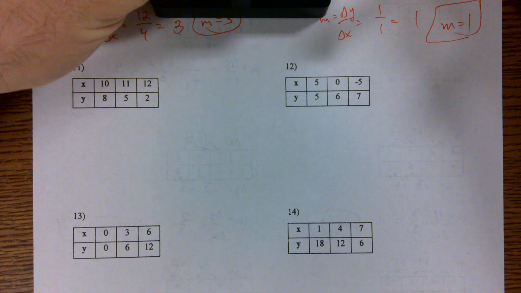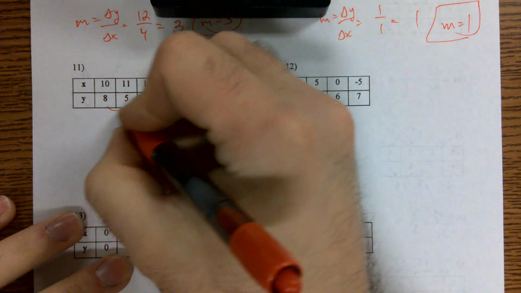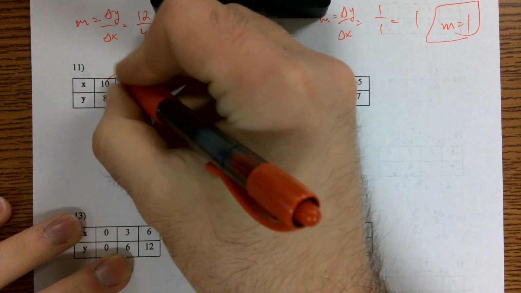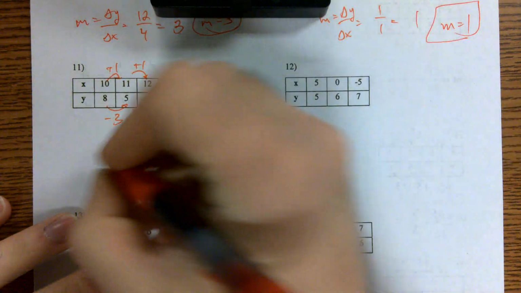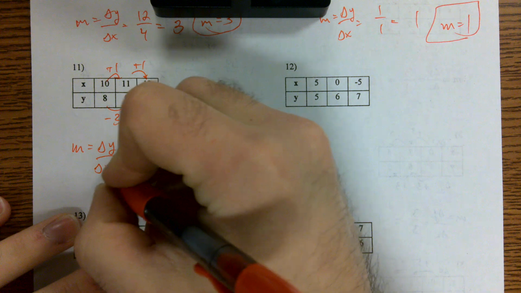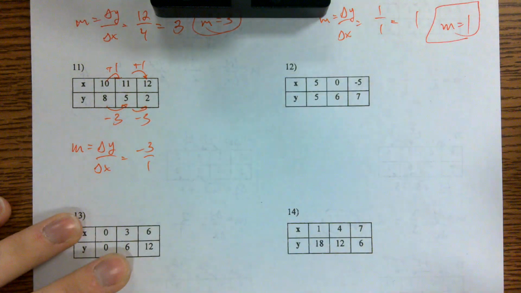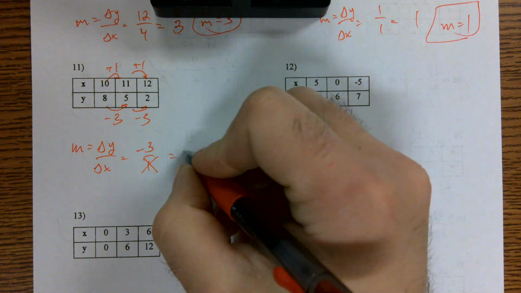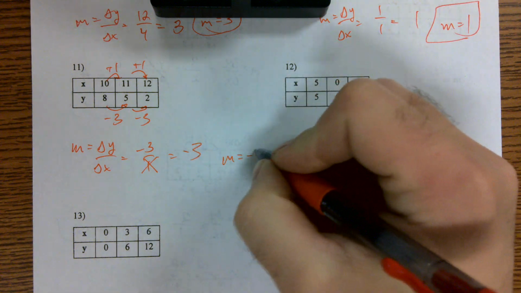Down to 11. This is another interesting one because we're decreasing our y value. We're subtracting 3 each time. We're only adding 1 on the top for x. We get negative 3 over 1. If we have a 1 on the bottom, we don't need it. So this is just m equals negative 3.